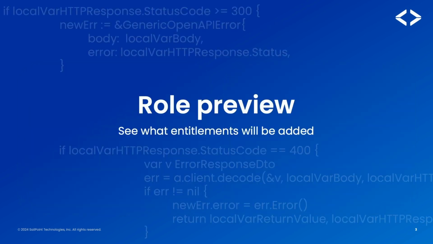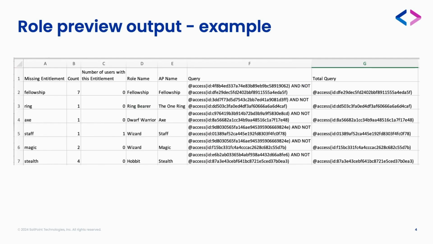First, we're going to start with the role preview. Again, we're going to see what entitlements will be added when you turn on the roles. That way, you have confidence that you're not going to over provision too many roles to the users. Here is an example of the CSV output in Excel.